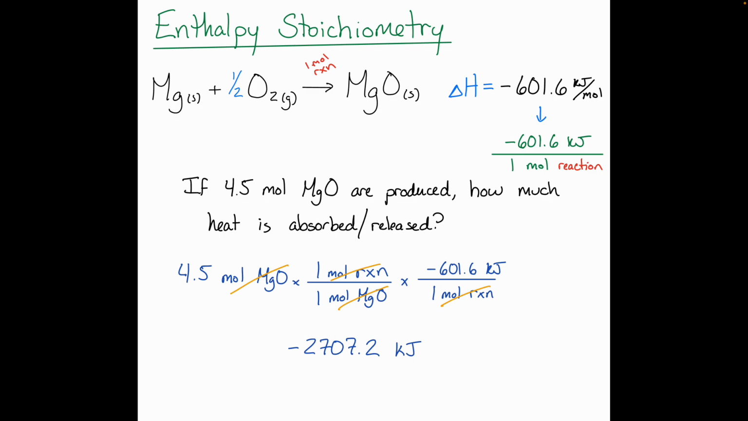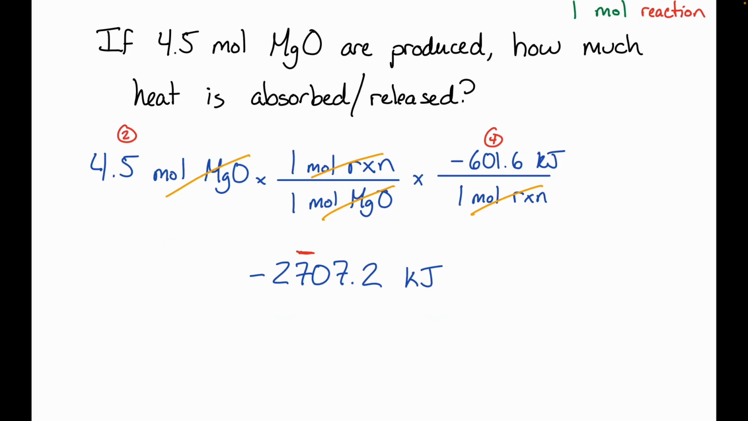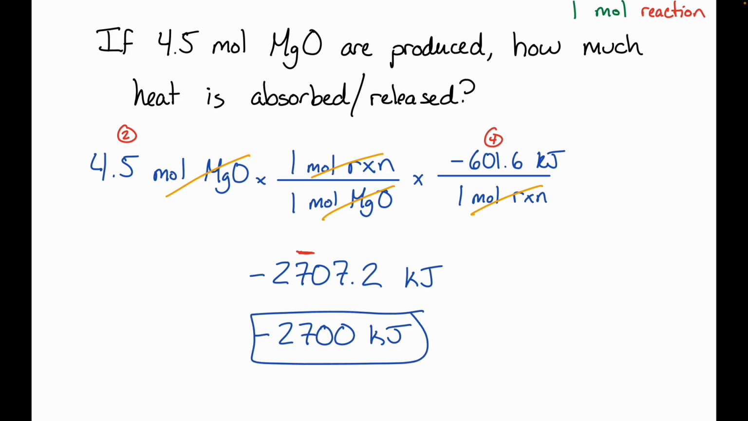To be clear, those values that you get from that table are indeed measured values. There's nothing exact about an enthalpy. So when I do my sig figs, I'm going to say, all right, this number has 2, and this number has 4. So I'm going to round this off to 2 sig figs here. So if 4.5 moles of magnesium oxide are produced, that means that I've got negative 2,700 kilojoules of energy.